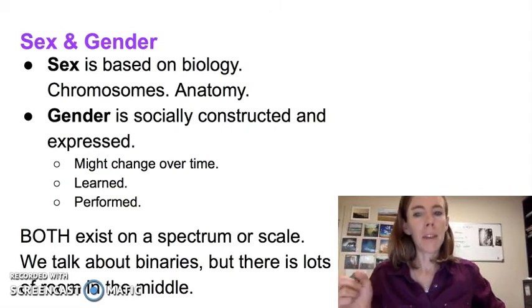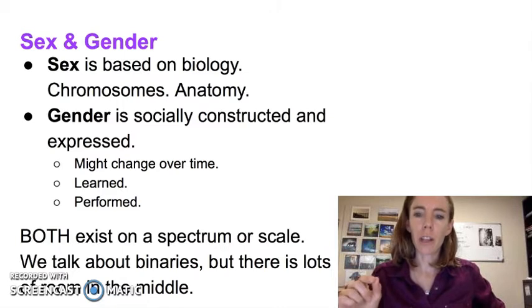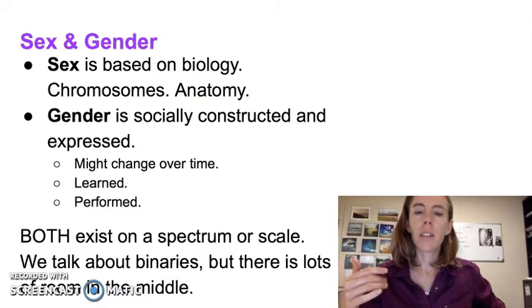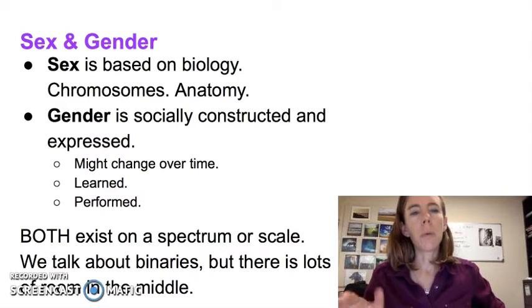And I'll admit, I'm not an expert in biological sex. You'd have to talk to somebody who is a biologist, a health education expert, or a geneticist. Those types of people are going to be experts on that. The reason I'm not an expert on that is because it's not the focus of this class. What I'm more of an expert in is the social construct that is gender.